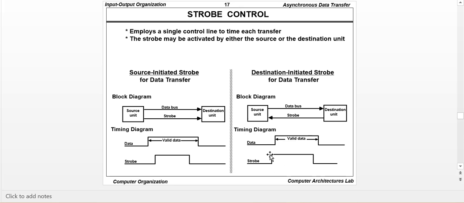Now look at the timing diagram. It will be exactly opposite. So here in the source initiated strobe, the first valid data will be placed in the data bus, and after a delay the strobe pulse will be enabled.